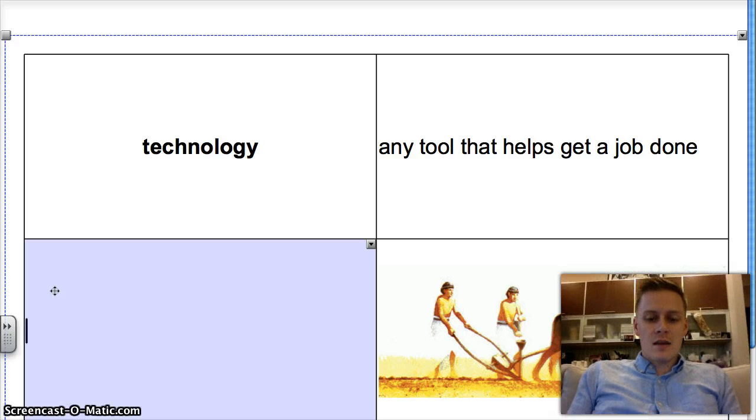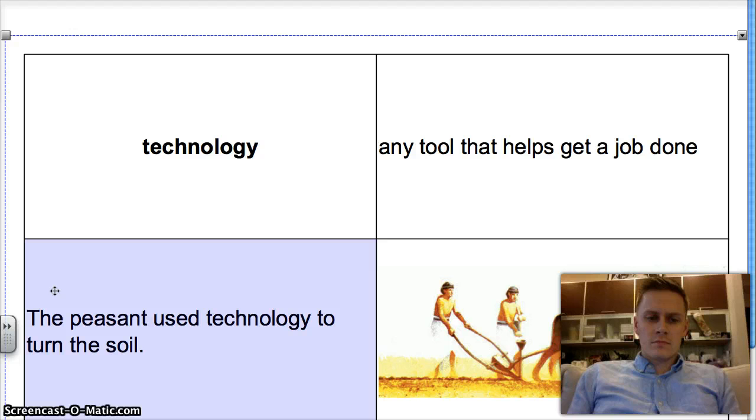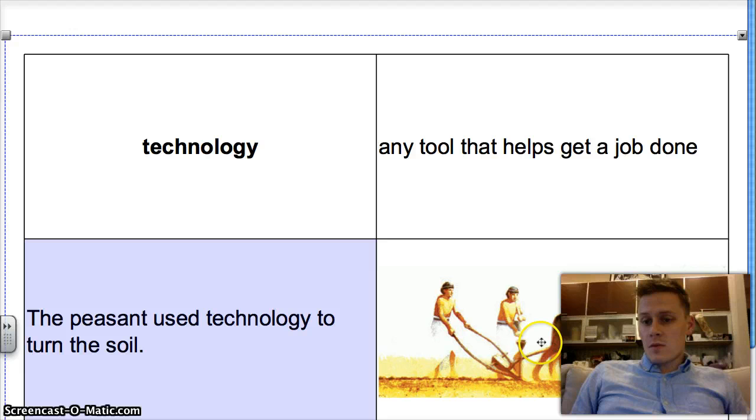So for a sentence, let's say, the peasant used technology to turn the soil. All right, so we have technology there. And that's actually what's happening in this picture. We look over here, we see the plow. Now, the plow was a very important invention in ancient Sumer. And over here we see it being used. They actually have two oxes pulling their plow.